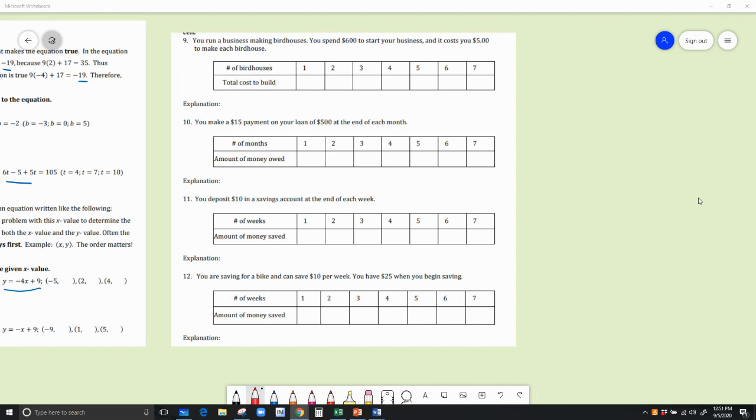So you run a business making birdhouses. You spend $600 to start your business, and it costs you $5 to make each birdhouse. Okay, let's go ahead and pause the video here and try that one. How would you fill out the rest of the table? And then what would you put as your explanation? Go ahead and pause, and then we'll come back and actually talk about this one.